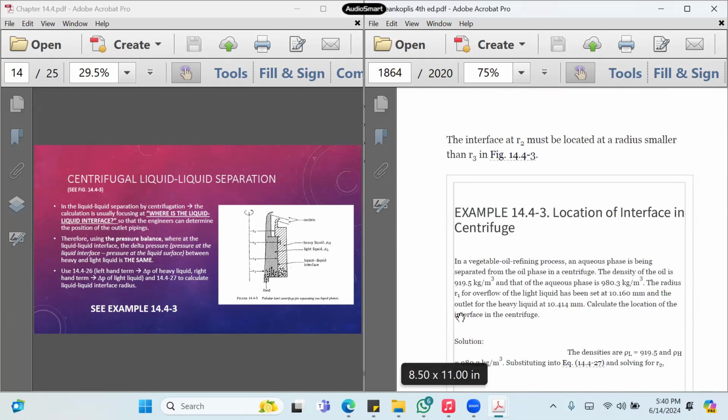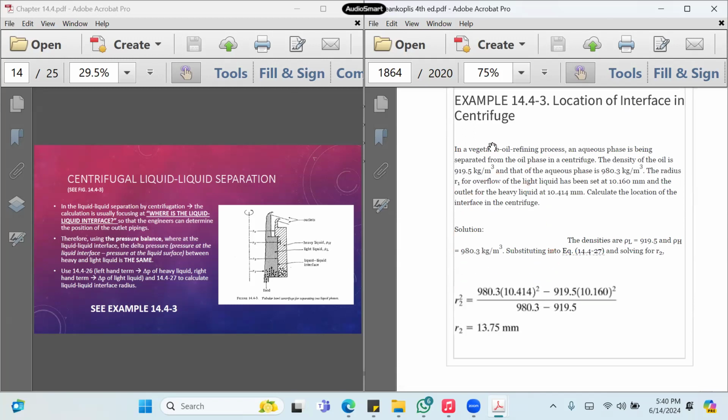So we go to example 3. We want to separate vegetable oil from the aqueous phase using a centrifuge. The density of the oil is this, and the density of the aqueous phase is this. We know the radius R1. R1 is from the liquid interface, not the liquid-liquid interface, but the interface of the liquid with the empty space inside the centrifuge, this one. And then the outlet for the heavy liquid is this.